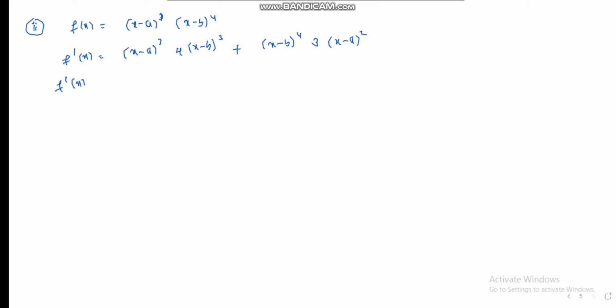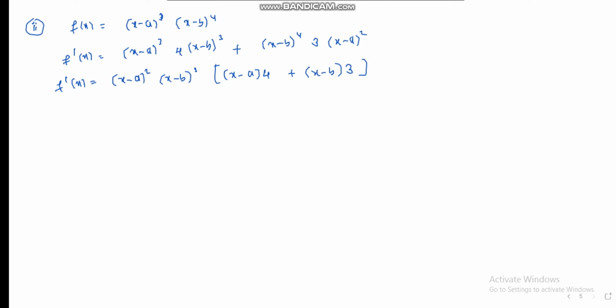Now simplify that. f dash of x is equal to... which is the common term here? (x minus a) whole square and (x minus b) whole cube are the common terms. The remaining term in the first part is (x minus a), because the power there is 3 and outside is 2. Then, since (x minus b) whole cube is already outside, the remaining term is 4. Plus, in the second part, (x minus b) to the 4 with common term (x minus b) whole cube leaves (x minus b), and (x minus a) whole square is common, so the constant 3 remains. Then simplify that.